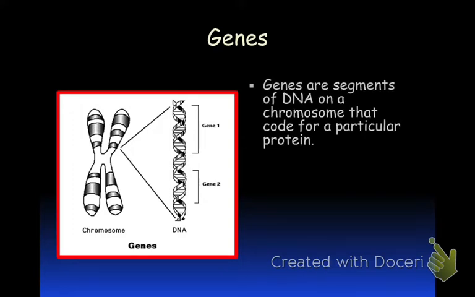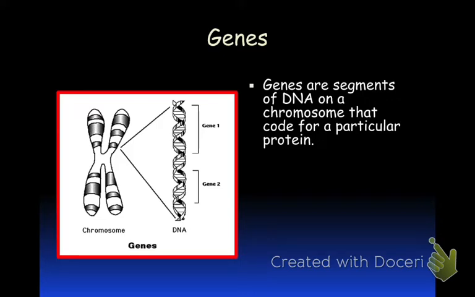So genes are segments of DNA on a chromosome that code for a particular protein, and that protein is going to decide your traits. So remember, the DNA is an incredibly long molecule, and in order for it to be packaged and fit inside the nucleus, it gets coiled around and around, forming these things called chromosomes. And each little section on that chromosome, each little DNA section, is going to be called a gene, and it's going to code for that particular protein. So this is where our traits come from.